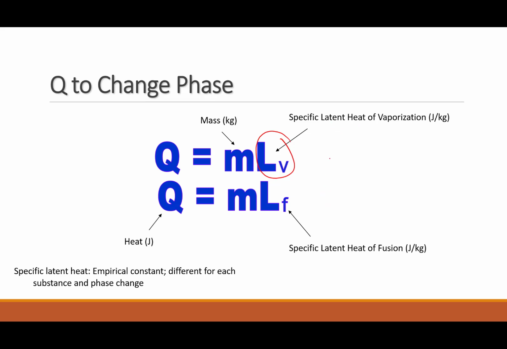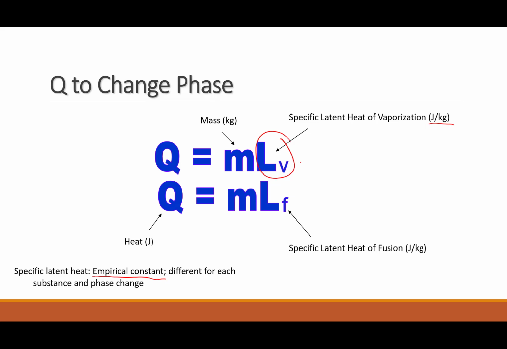There are two specific latent heats. There's one for vaporization, which is the phase change between liquid and gas, and one for fusion, the phase change between solid and liquid. These specific latent heat values are just constants of the substance, and they're different for each substance and phase change. The specific latent heat tells us how much energy is required to boil, melt, or freeze 1 kilogram or 1 gram, depending on units, of the substance. So it is measured in joules per kilogram, kilojoules per kilogram, joules per gram, etc.